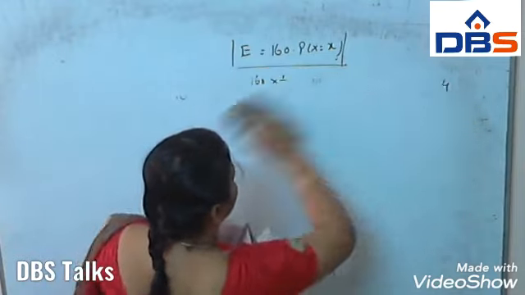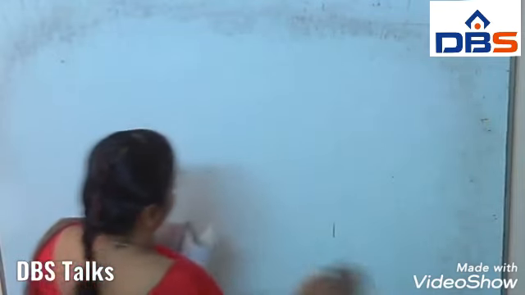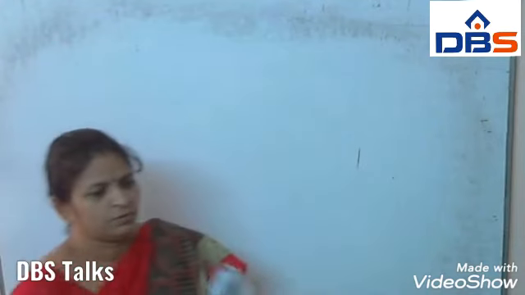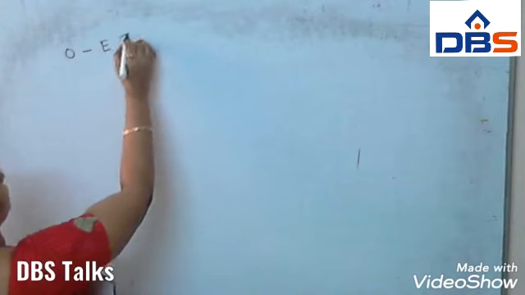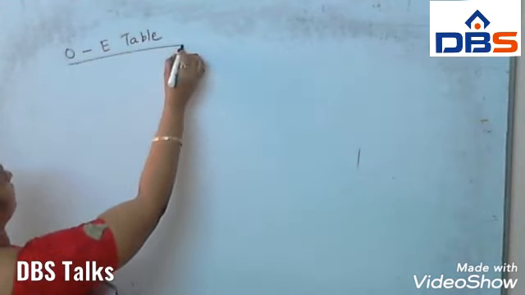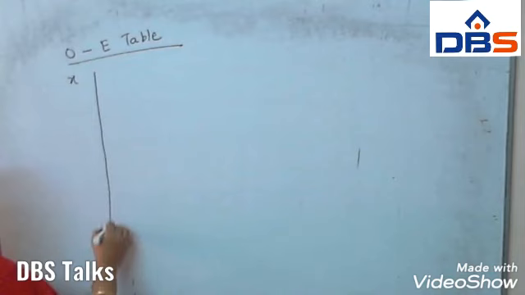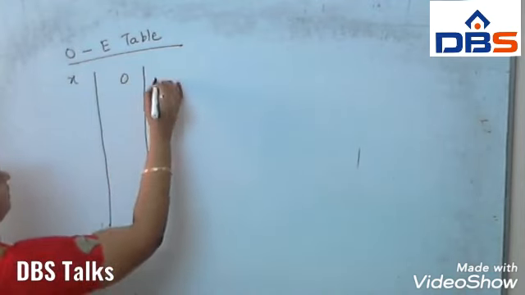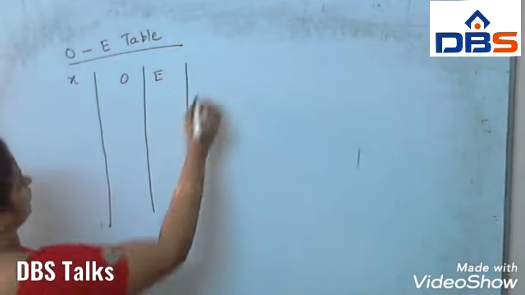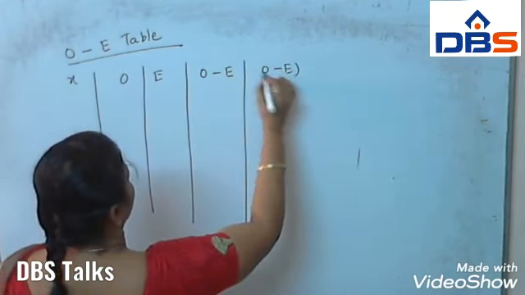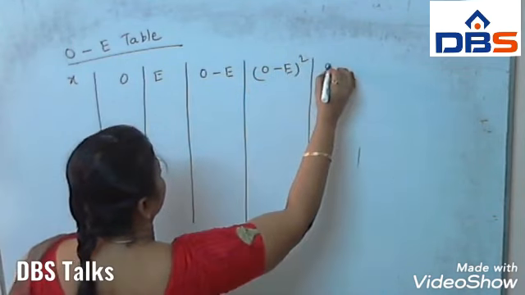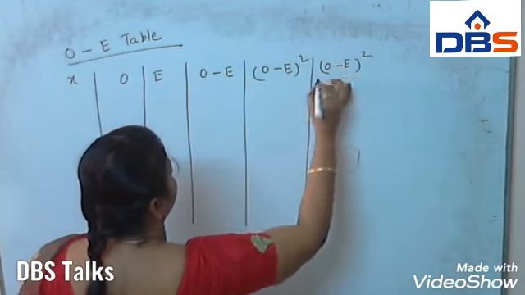So now we go for the comparison. Now we have found the expected frequencies. Now let us go for the OE table, the OE comparison. X, O, E, O minus E, whole square, O minus E whole square by E.